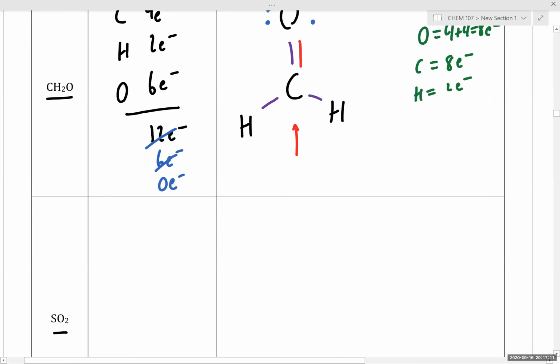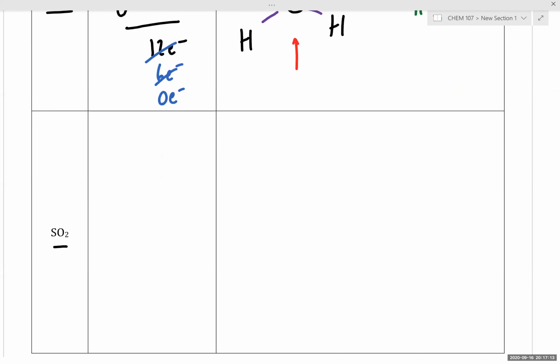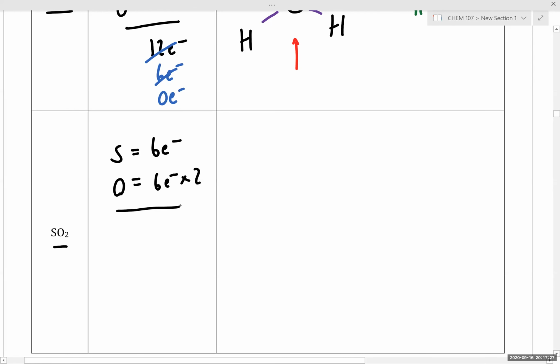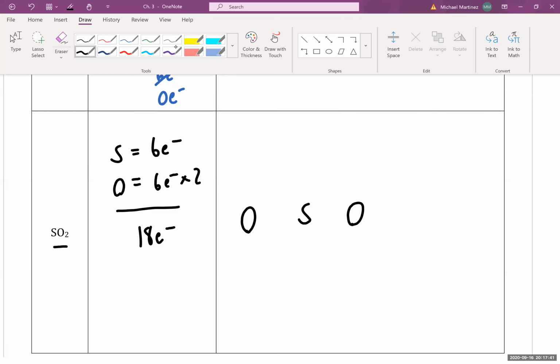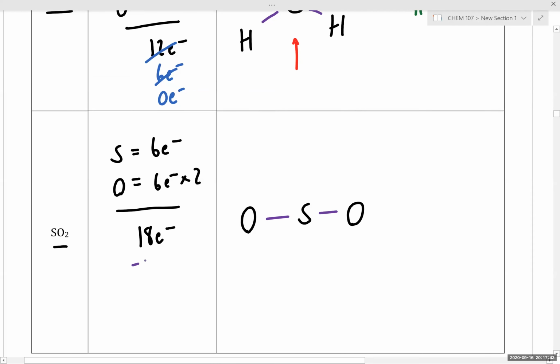Okay, so let's look at this next example for sulfur dioxide. Thankfully, I didn't see any expanded octet examples, but let's start from scratch. Sulfur is 6 electrons. Oxygen is 6 electrons, and we have 2 oxygens. This gives us 18 electrons total. Just like sulfur trioxide, we put sulfur in the center and we surround it with our oxygen atoms. Then we form 1 bond each.